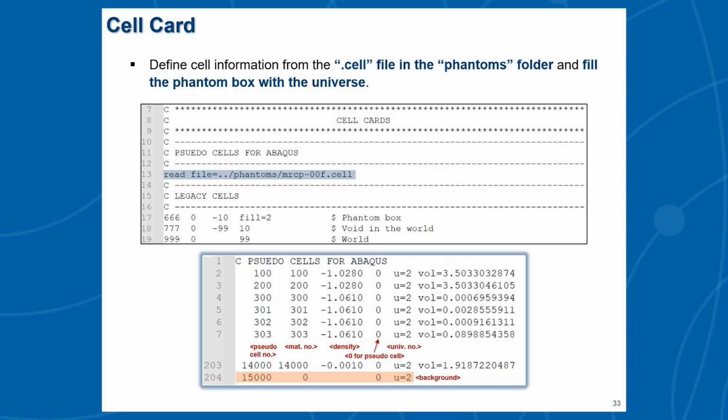Once the cell file is read, then, in line 17 of the main input file, the phantom fills the phantom box using the fill card. Finally, the world is defined in lines 18 and 19. So, we finished defining the surface and cell cards for geometry definition. Someone might have already noticed that we did not set the phantom file yet. Then, how can we implement the phantoms?